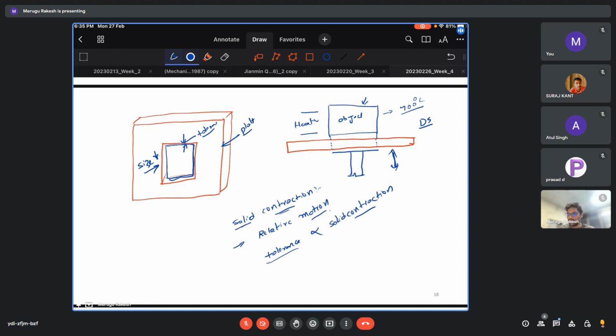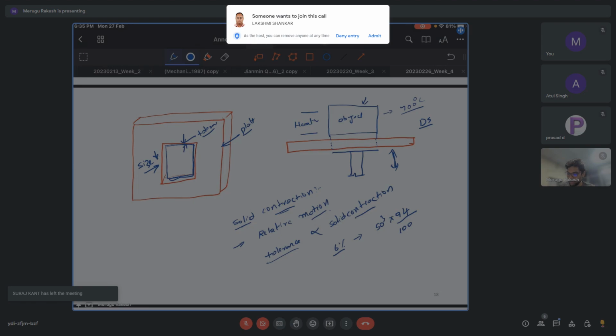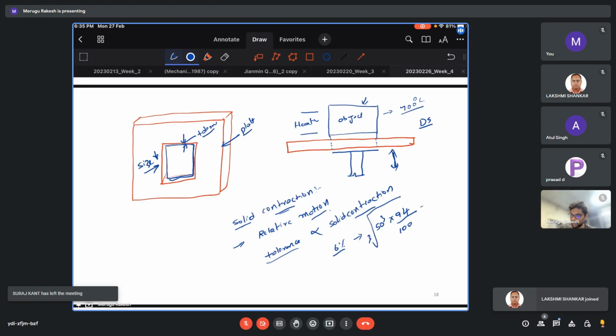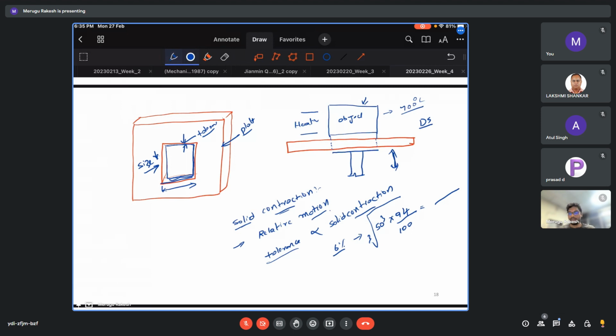So in this case, we have some 6% solid shrinkage. So that is, if you take 50 cube multiplied by 94 by 100, and if you take the cube root of this, you will get some length. So that is the length you have to take here in order to avoid this type of shrinkage. Okay, that is the practical example I can say.